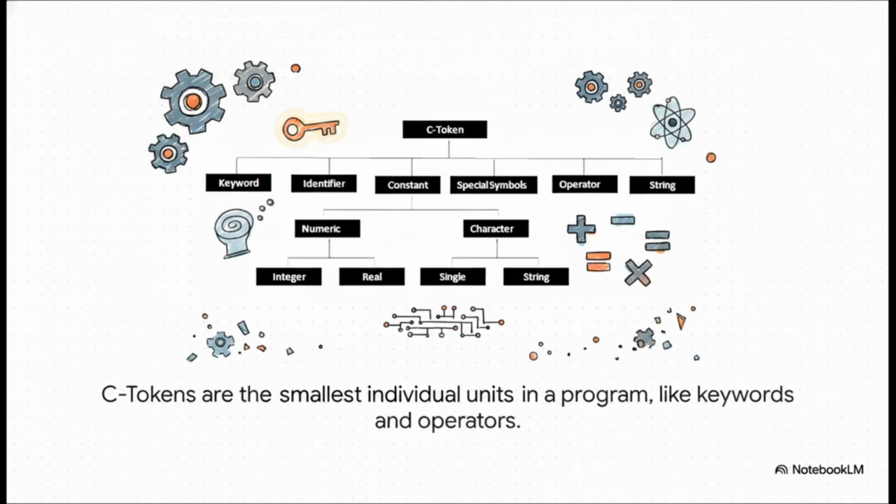Think about it like this. Just like English is made up of words, numbers, and punctuation, C is made up of what we call tokens. These are the tiniest individual pieces of a program. Things like keywords, like int or if, and operators, like the plus or equal signs. They're basically the atoms of the C language.